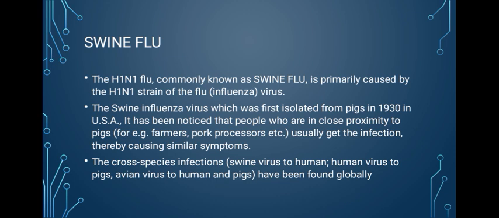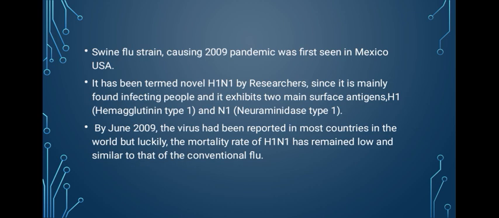Swine flu. The H1N1 flu, commonly known as swine flu, is primarily caused by the H1N1 strain of the influenza virus. The swine influenza virus was first isolated from pigs in 1930 in the USA. It has been noticed that people who are in close proximity to pigs, for example farmers and pork processors, usually get the infection, thereby causing similar symptoms. Cross-species infections, swine virus to human, human virus to pigs, avian virus to human and pigs, were found globally. The swine flu strain causing the 2009 pandemic was first seen in Mexico and the USA.